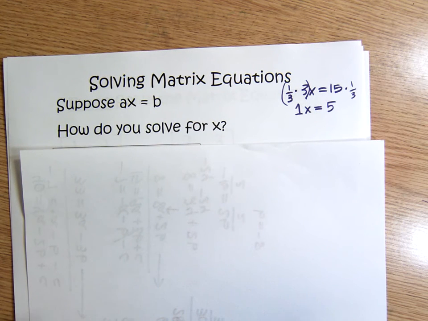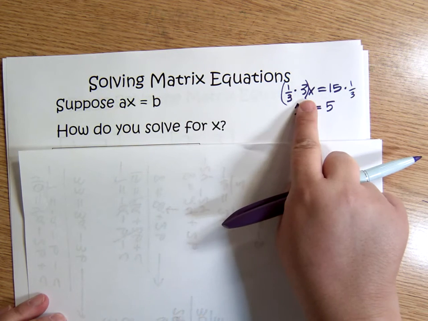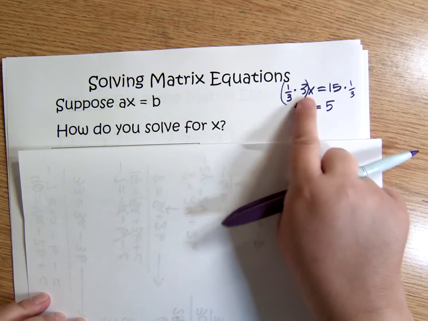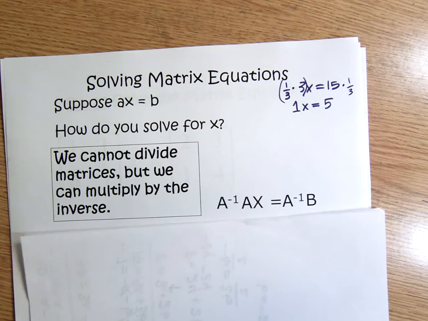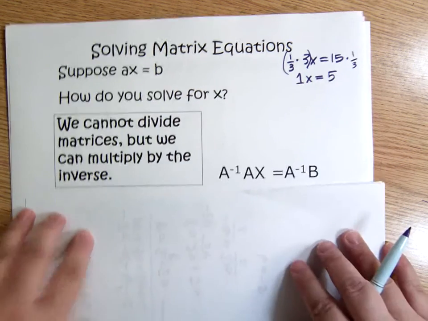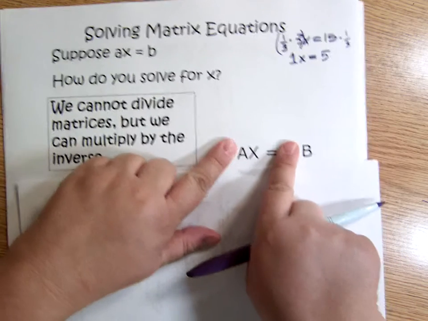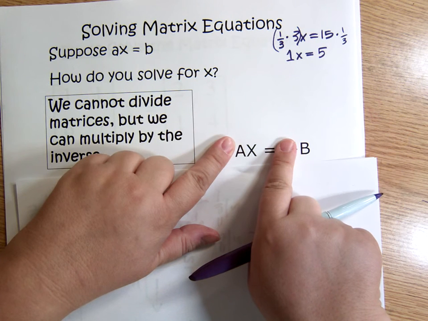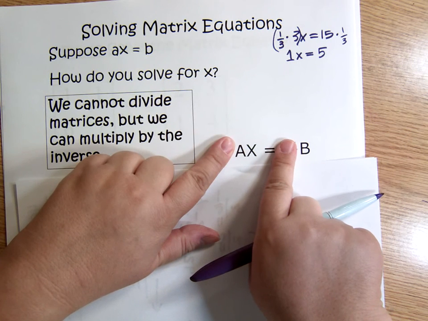We can't divide with matrices. There's no such thing as matrix division. So we can't divide both sides by 3 like we would. So we multiply by an inverse the same way we're doing here. Okay, so let's say you have originally this equation, and it's a matrix equation. A is a matrix, X is a matrix, B is a matrix. So matrix A times matrix X equals matrix B, but we're trying to find matrix X.